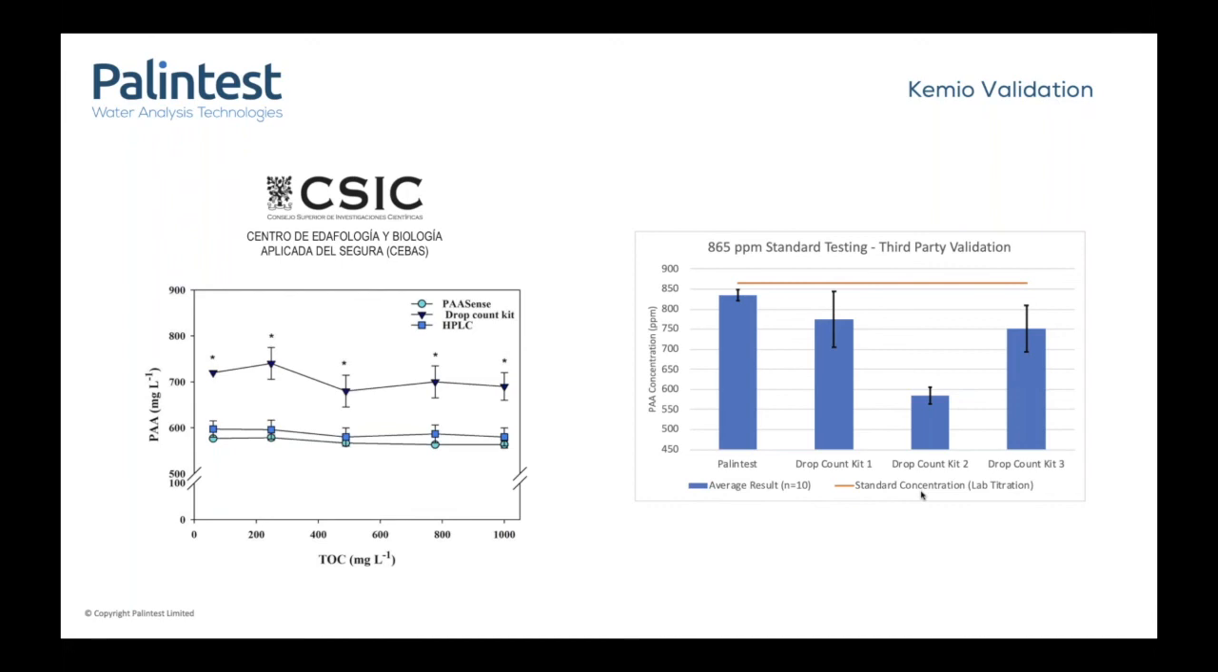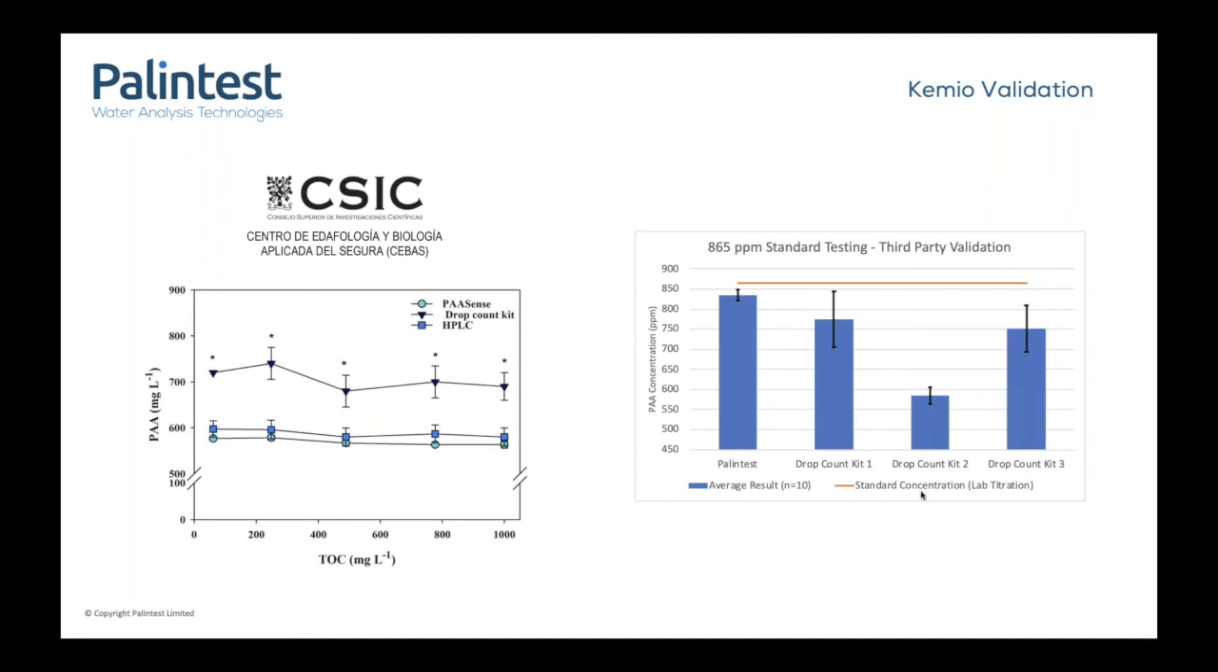So we asked them to help us compare our PAA sensor, which is the turquoise dot on the left, to a gold standard lab method like HPLC, and compare that to a traditional drop count kit in a fresh produce matrix. What we can see here is the high level of hydrogen peroxide in the fresh produce matrix has caused a significant false positive result on the drop count kit, but the PAA sensor has not been affected by the hydrogen peroxide, and is showing very strong linearity to the gold standard HPLC method.